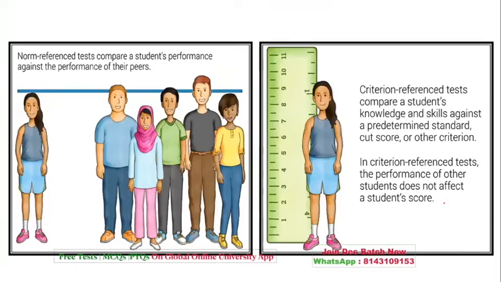So when it comes to norm and criterion, definitely norm is where you compare one individual student with the other students, with his classmates or a group of students. Whereas in criterion, you just compare a student's knowledge and skills against the standard set. So the performance of the other students does not affect the student's score.